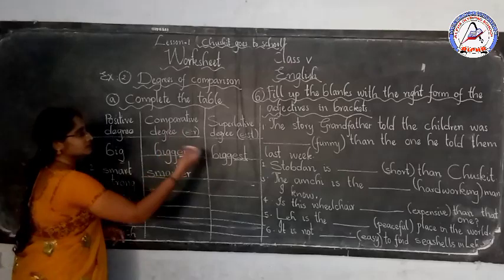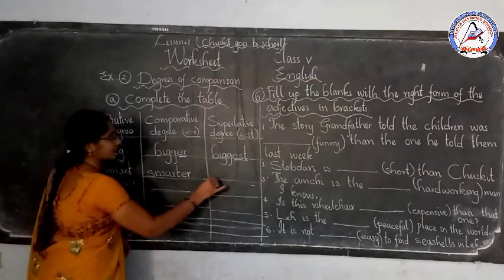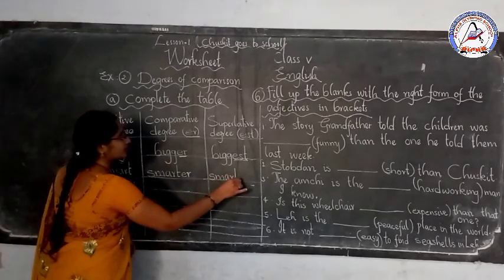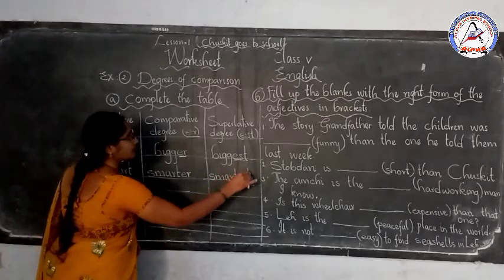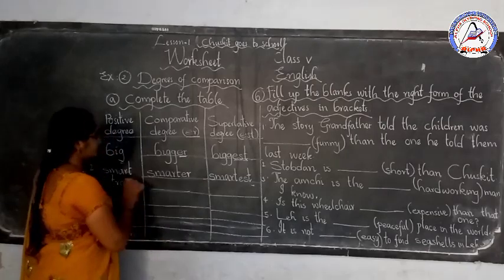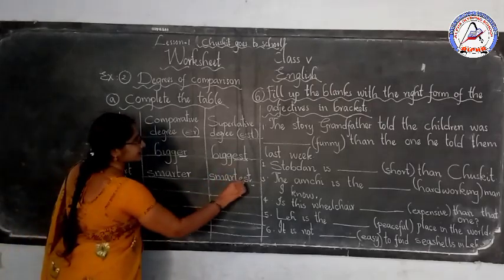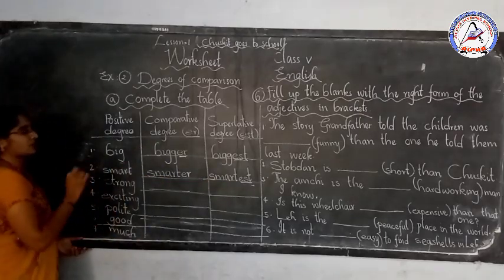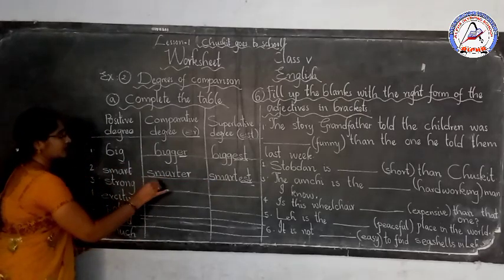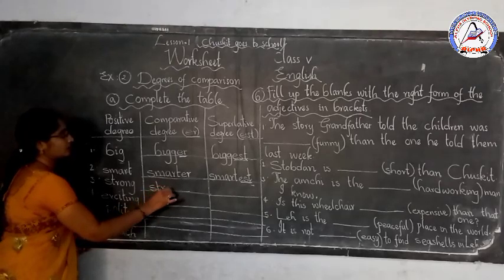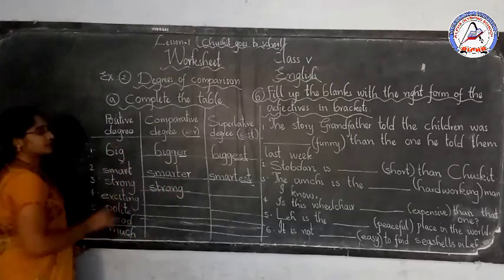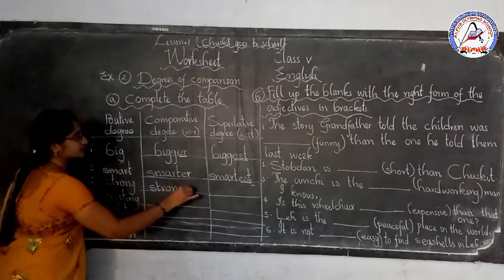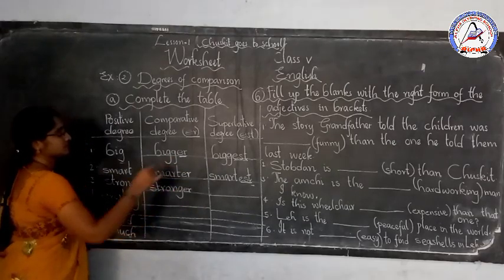Next, if you want to change it to the superlative form, how will you do it? Smartest. What do you have to do? Write smart and add est. Smart, smarter, smartest. Next, strong. Now let us try to do this. Strong. How do you write the comparative form? You have to add ER. Strong will become stronger.